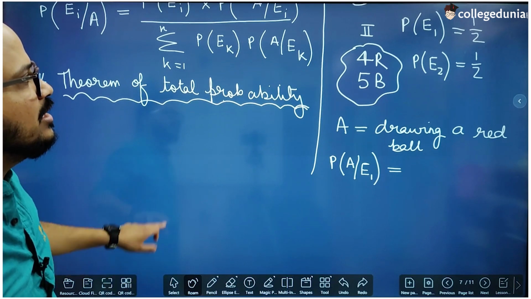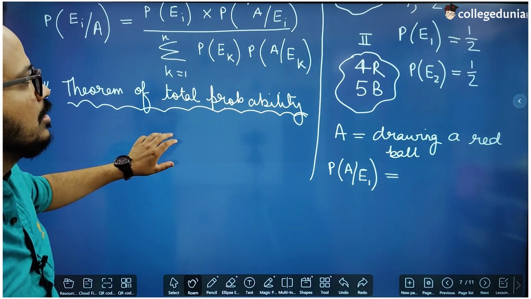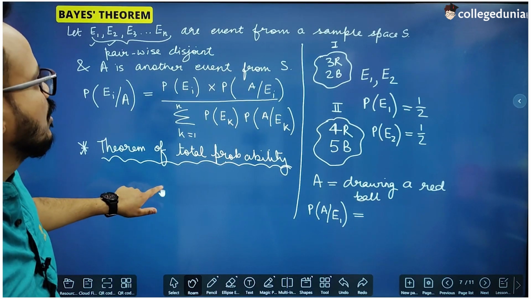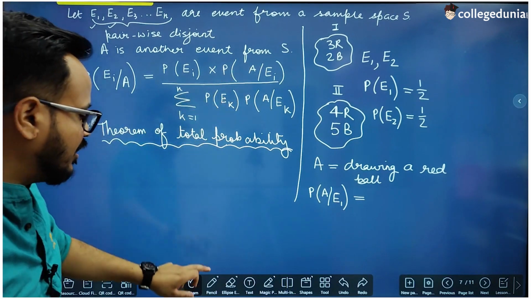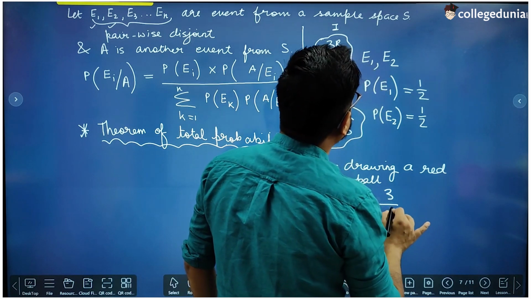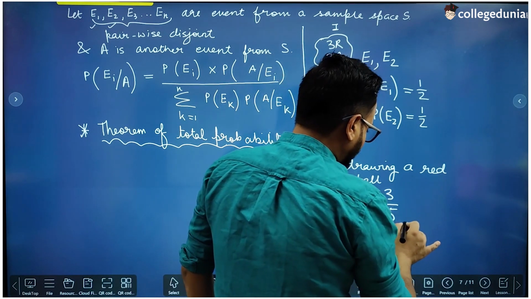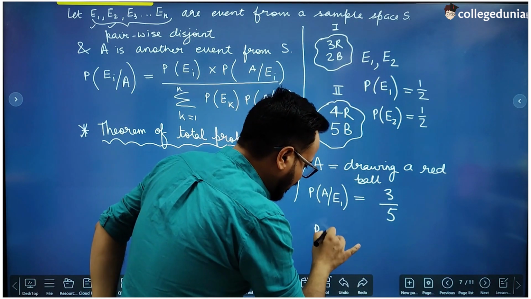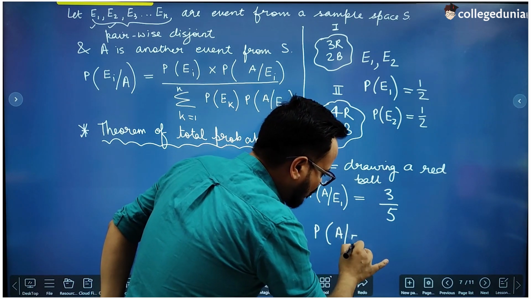How many red balls are there in bag 1? There are 3 red balls in bag 1. So this should be 3 divided by the total balls. Total balls are 5, right? Okay. And what is the probability P(A/E2)?